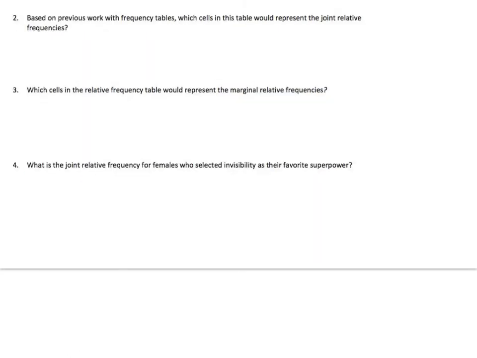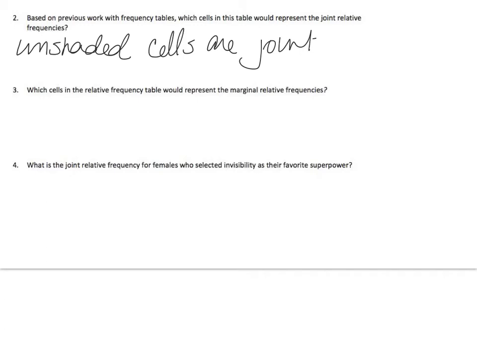All right, moving on. Based on previous work with frequency tables, I don't know what previous work you would have, but we're working on them now. Which cells in this table would represent the joint relative frequencies? Joint relative frequency cells are represented by the unshaded. We talked about that yesterday. Unshaded cells are the joint relative frequencies.